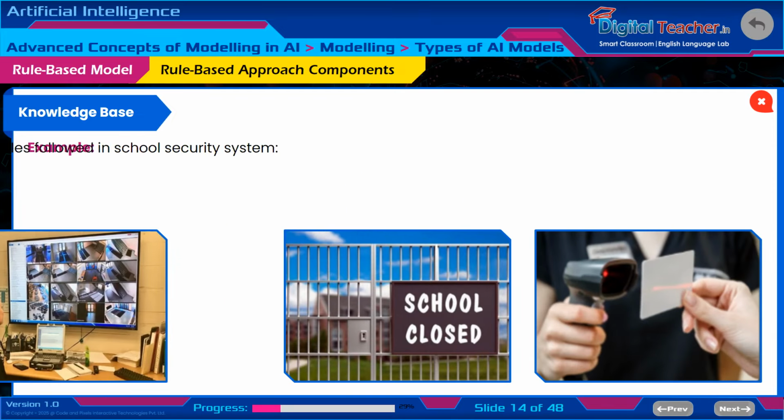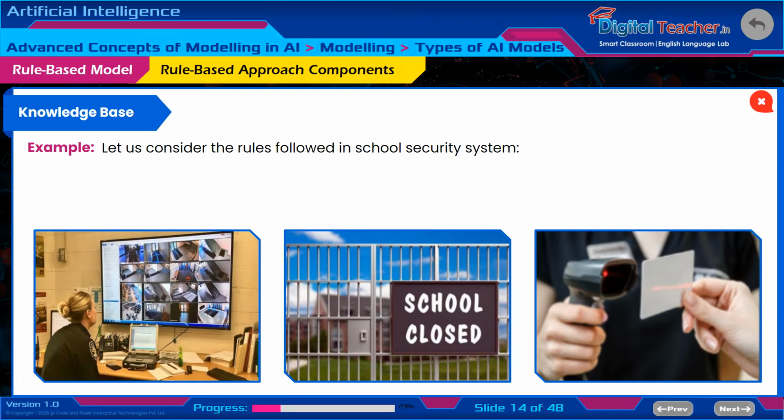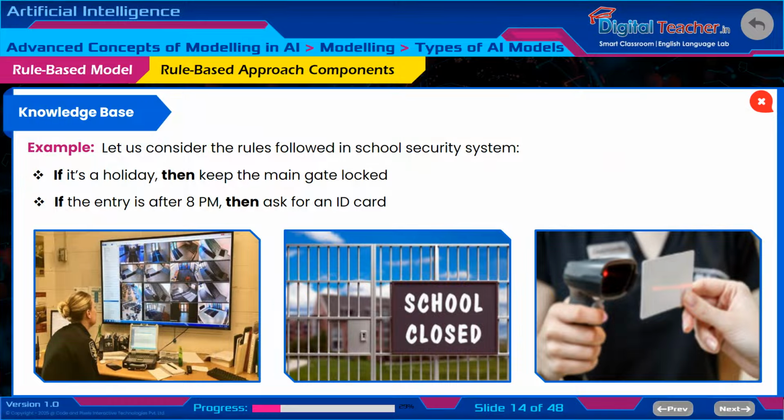Example: let us consider the rules followed in a school security system. If it's a holiday, then keep the main gate locked. If the entry is after 8 p.m., then ask for an ID card.